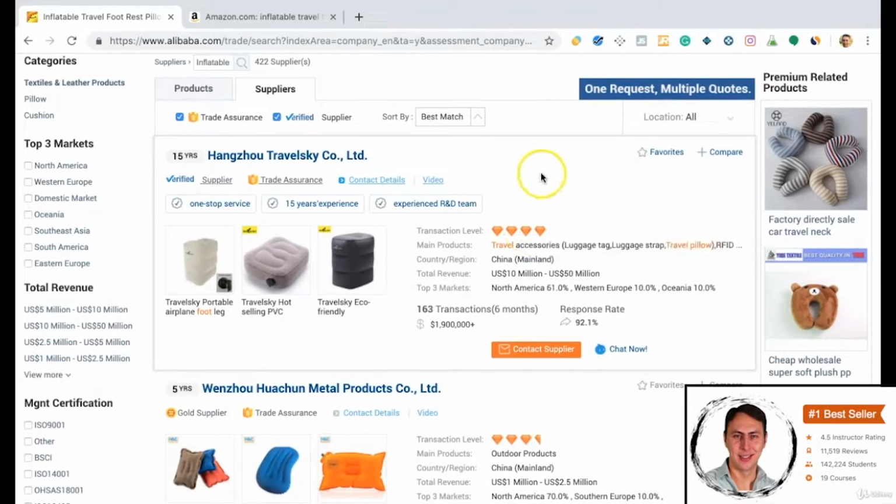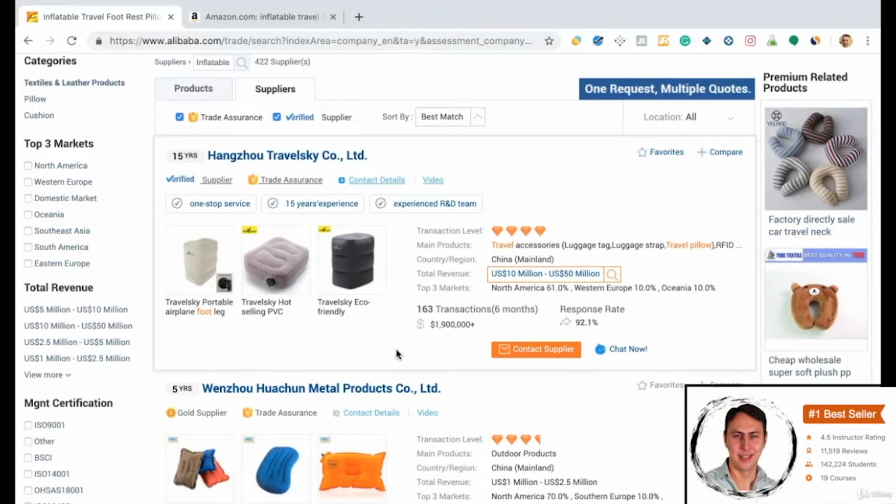For example, transaction level is 4 out of 5. Transaction is over 1,900,000. In the last 6 months, he has sold 163 products and shipped them. Good number, it is a very high rate indeed. We should not work with suppliers that don't have a high sales or shipping rate. This could mean they are new to this industry. Let's continue.